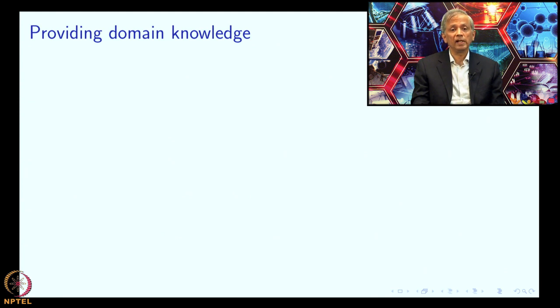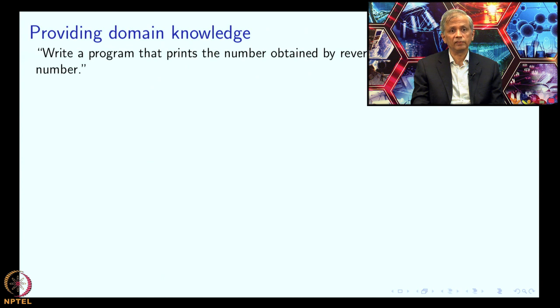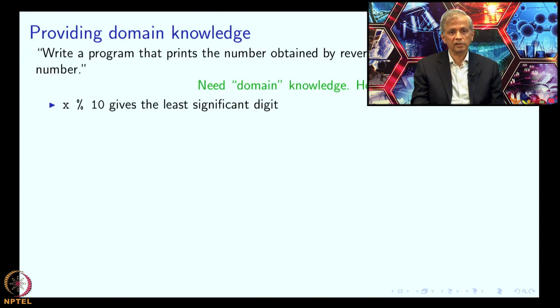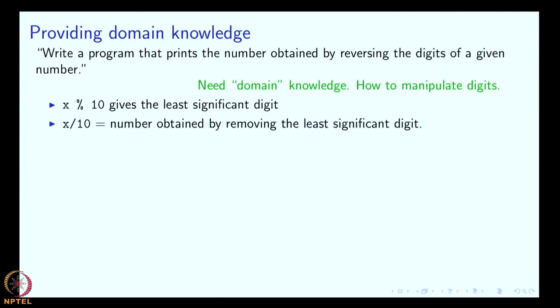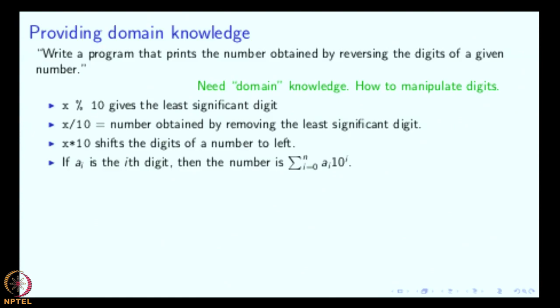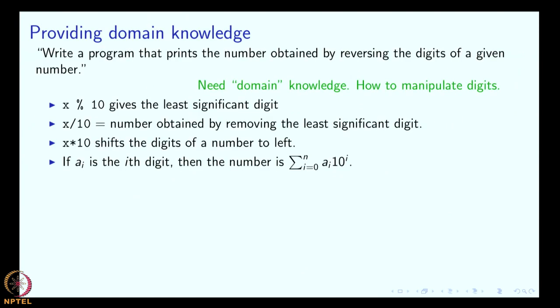We should provide domain knowledge whenever it is needed. So if we say write a program that prints the number obtained by reversing the digits of a given number, we need domain knowledge of how to manipulate digits. For example, students need to know that x mod 10 gives the least significant digit, and x divided by 10 gives the number obtained by removing the least significant digit. x times 10 shifts the digits of a number to the left. And if I want to get the value of the number itself, I can use this formula to calculate it given the digits.